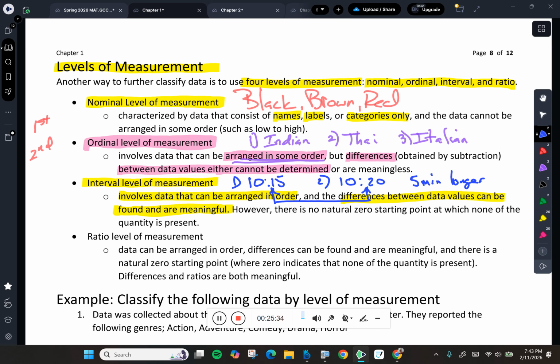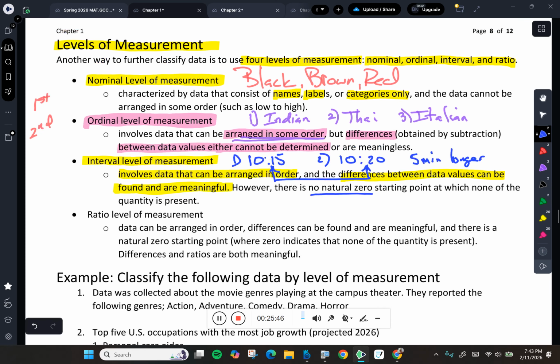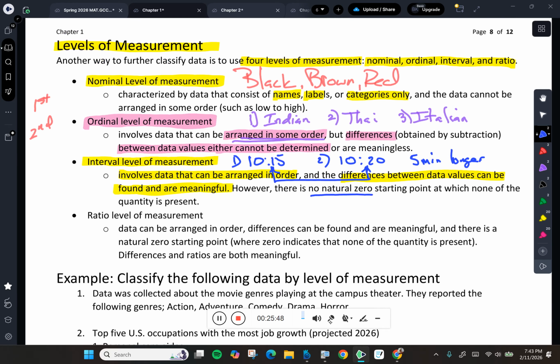The catch is there's no natural 0 point. And since there's no natural 0 point, it makes it harder. All right. Another way to look at it, if that one doesn't work for you, is temperature. So let's look at that.